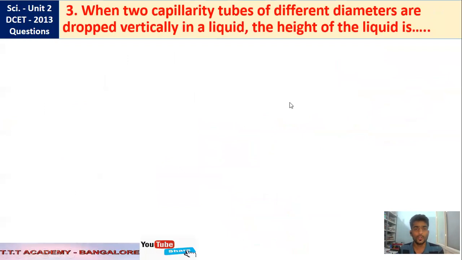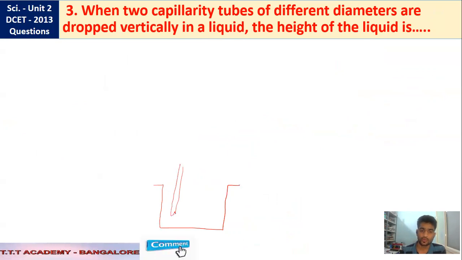Next, dear students, I'm going to proceed with the third question. When two capillary tubes of different diameters are dropped vertically in a liquid, the height of the liquid is dash. This is about capillarity, a property of liquid. Just observe here. I'm going to consider a bowl in which two glass tubes of different diameters are dipped inside the water or liquid bath. Consider this as the surface of the liquid in a container.